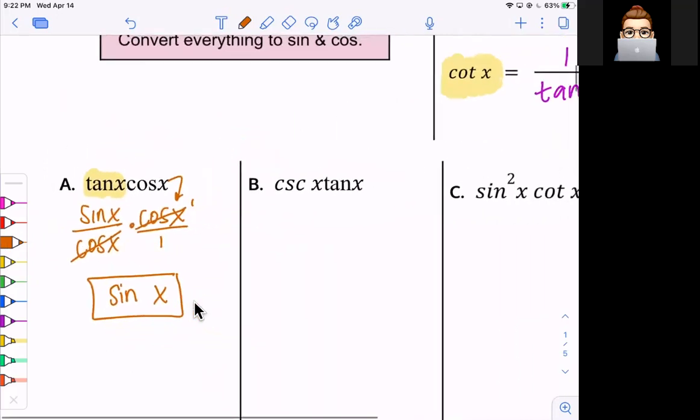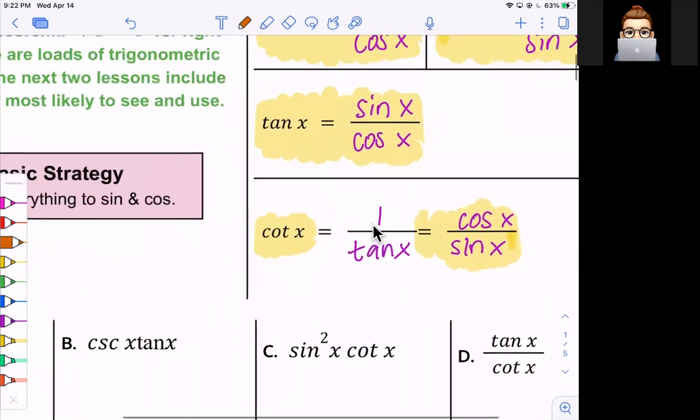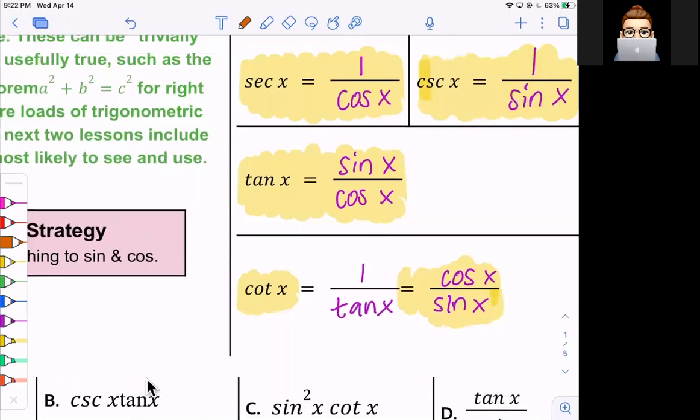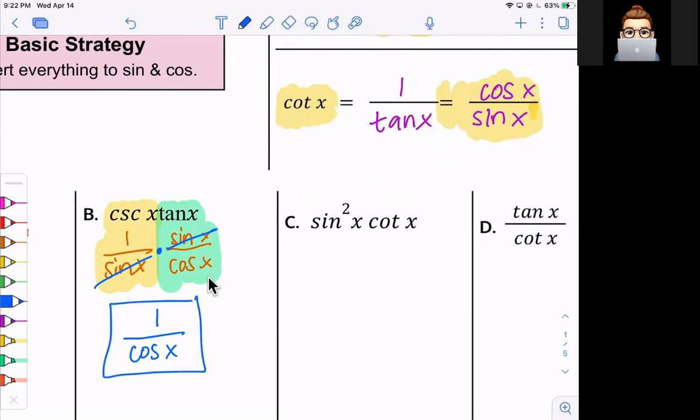Let's do something similar with b. I have cosecant x times tangent x. Cosecant x, I know, is the opposite of sine x, so I'm going to turn that into 1 over sine x. And then tangent, I know from the last one, is sine over cosine. These are being multiplied together, which means that anything on the top can be divided by anything on the bottom. So sine divided by sine is 1. So I get 1 over cosine x. That is how I can simplify cosecant x times tangent x into 1 over cosine x.